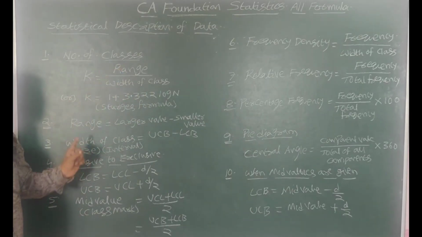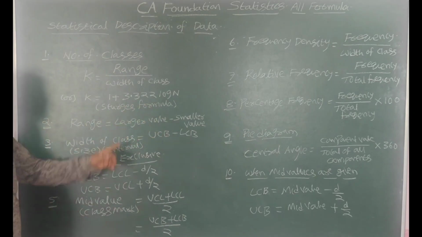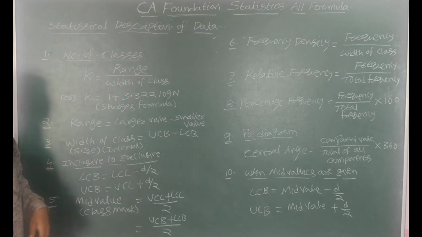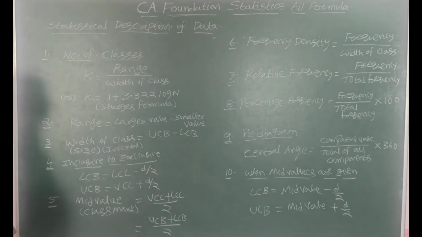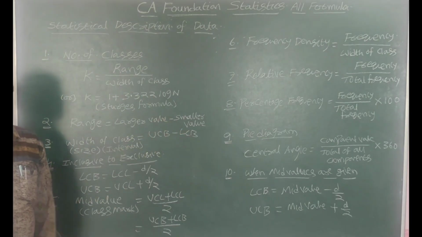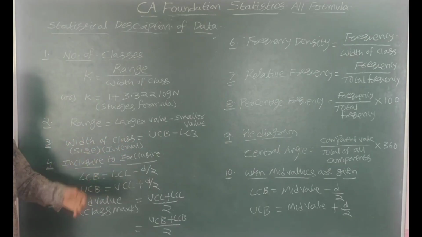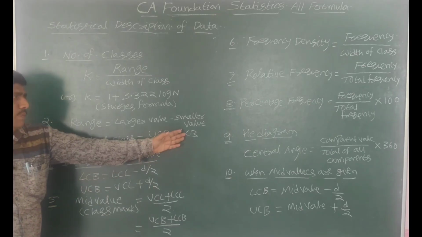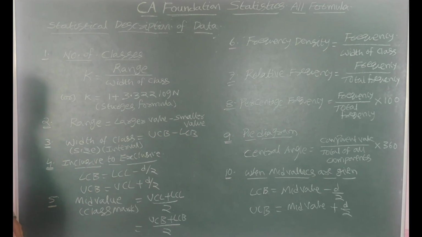Here, what is meant by range? Larger value minus smaller value of the given data. Similarly, the width of the class can be found by using the difference between the upper class boundary and the lower class boundary. So, width of the class is UCB minus LCB. Width of the class is also known as size, interval, length, magnitude, and so on. So, width always means UCB minus LCB, the difference between class boundaries or the limits.